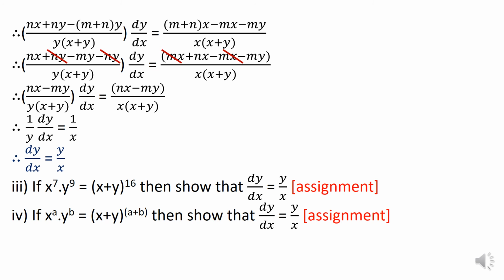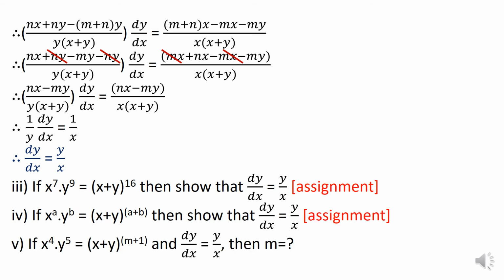The third sum is just the same as the first one, and the fourth one you can do just like the second one. Now look at this sum. The question is, if x raised to 4 into y raised to 5 is equal to (x plus y) raised to m plus 1, and dy by dx is equal to y upon x, then what is the value of m? It's an MCQ question, obviously.